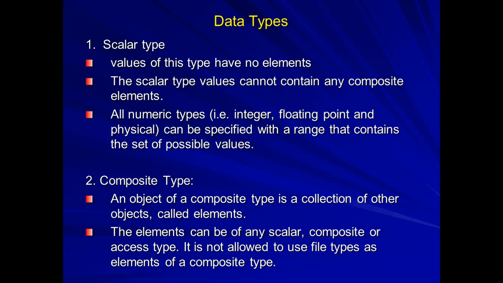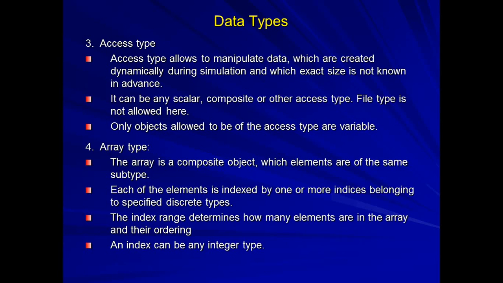An object of composite type is a collection of other objects called the elements. The element can be of any scalar, composite, or access type. It is not allowed to use file types as elements of the composite. It means the object of composite type is a collection of other objects, known as elements, and those elements may be either scalar, composite, or access. But it is not allowed to use a file type as an element of a composite. We cannot use a file as a composite element.